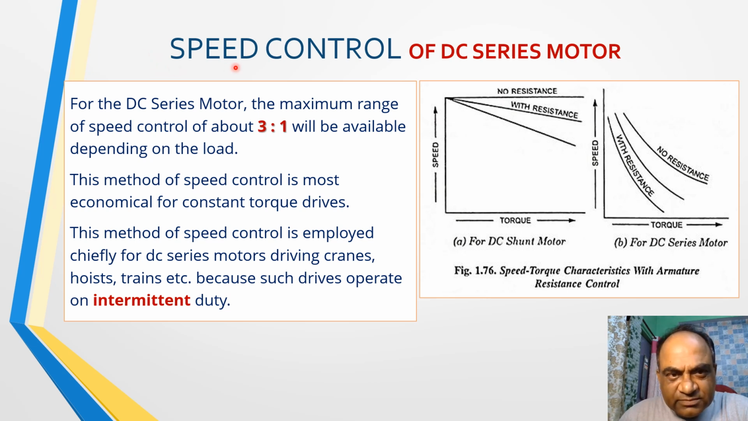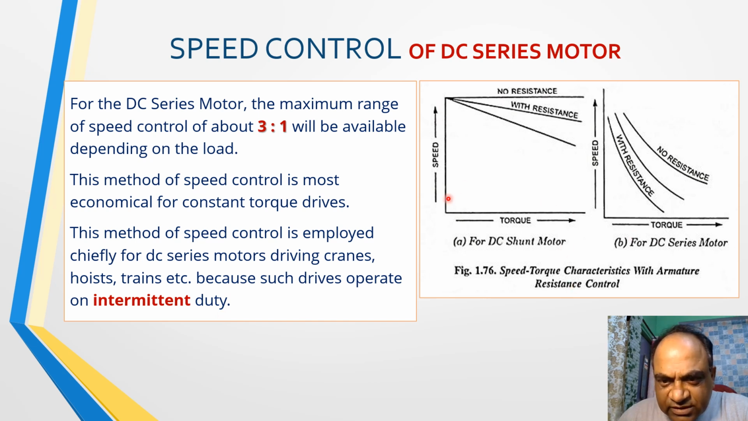This is yet another discussion on the DC series motor. For the DC series motor, a maximum speed control range of about 3 to 1 will be available depending on the load. This method of speed control is most economical for constant torque drives, where the torque is almost constant. It is employed chiefly for DC series motors driving cranes and hoist trains, because such drives operate on intermittent duty, very much on and off.